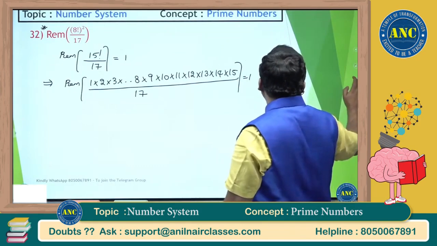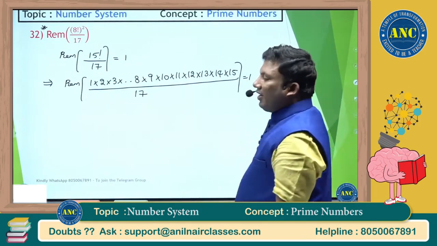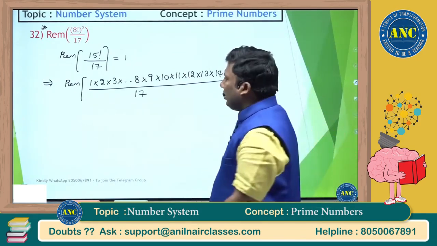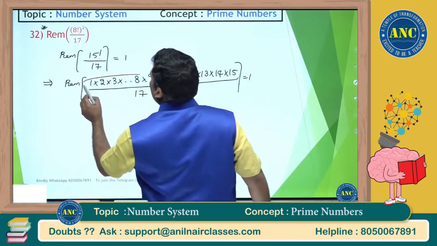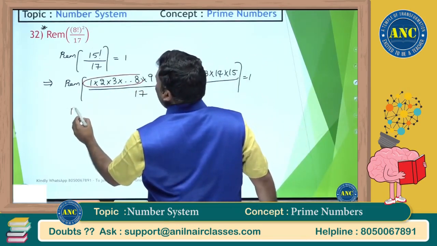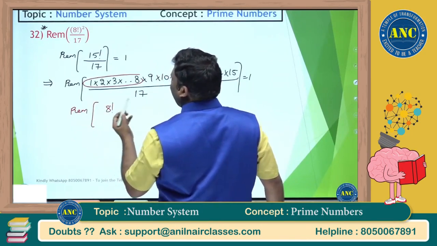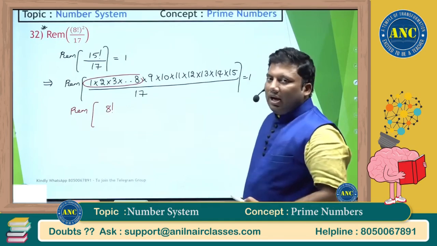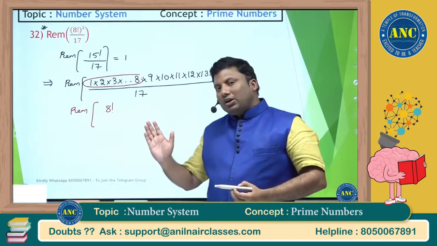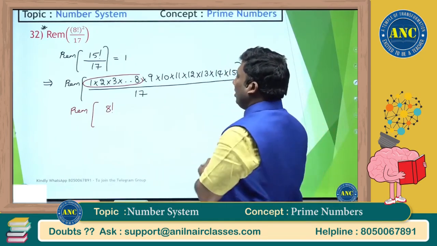We know that 15 factorial divided by 17, it is 1. 1 into 2 into 3 till 8, product of all the natural numbers from 1 to 8, it is 8 factorial. Are you all with me? 8 factorial is product of all the natural numbers from 1 to 8.